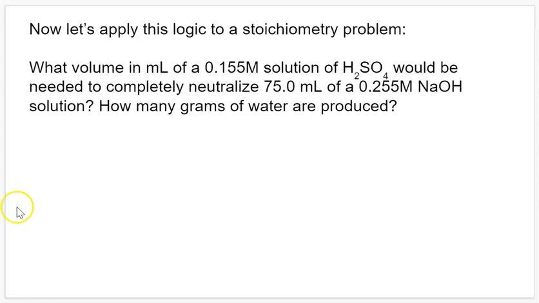So say we had this problem here. What volume in milliliters of a 0.155 molar solution of hydrogen sulfate, or sulfuric acid, would be needed to completely neutralize, remember that means a complete canceling of acid with a base, 75 milliliters of 0.255 molar sodium hydroxide? This is going to be our base in this situation. How many grams of water are produced? So we have two things to solve for. First, we want to solve for the volume of the sulfuric acid and then the mass of the water produced.